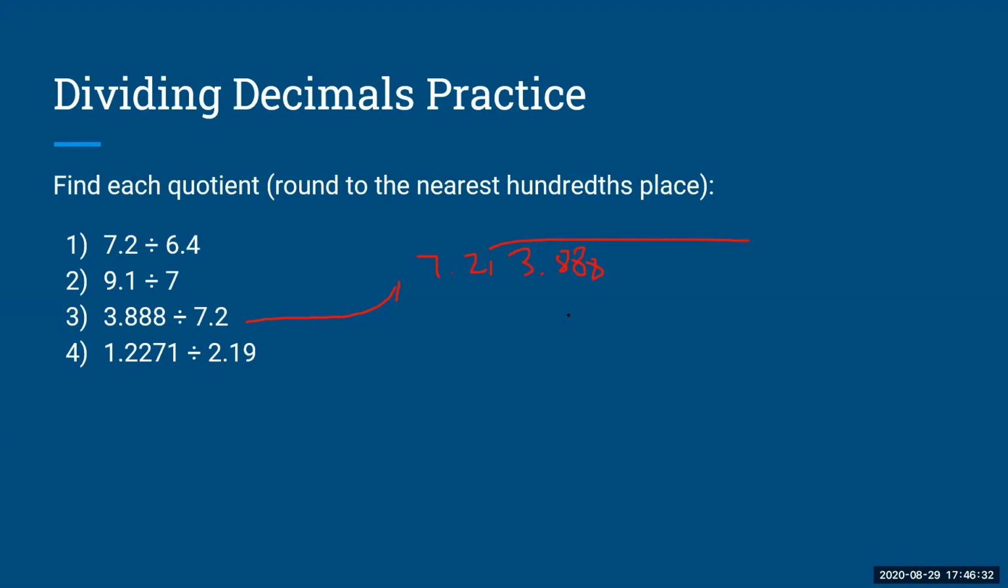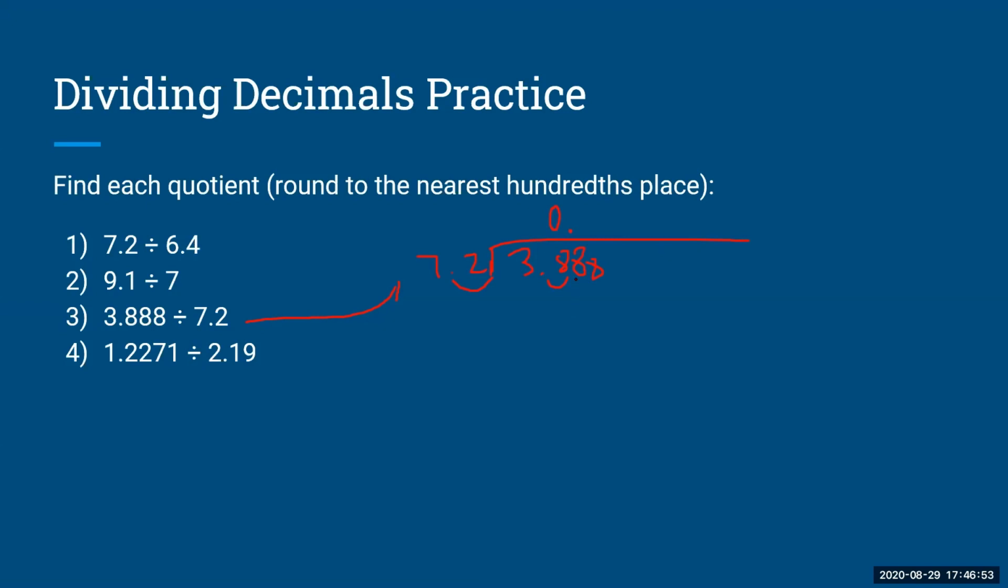Yeah, that's right. Okay. So remember, make the number outside the division thingy into a whole number. So you move this once, and then you also move this once. Move the decimal place up and just divide as normal. So 72 cannot go into 38, so this would be a 0 right here.